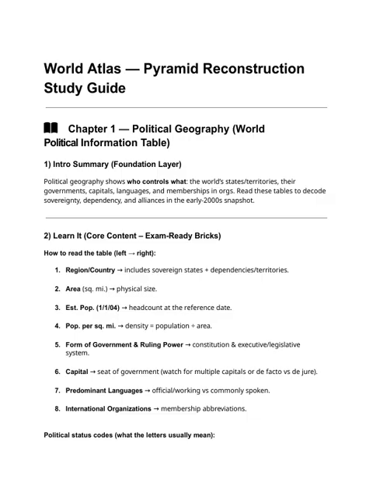Then, the form of government and ruling power, indicating the constitution and the system of government, whether executive or legislative. We also check the capital, which is the seat of government, noting that some countries have multiple capitals or differences between de facto and de jure capitals. Next, we examine the predominant languages, distinguishing between official, working, and commonly spoken languages. And finally, we look at the international organizations to see membership abbreviations. As a quick note, I'll also touch on political status codes, which help us understand the nature of each country's sovereignty or dependency.